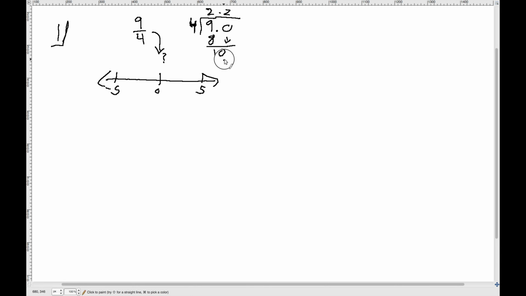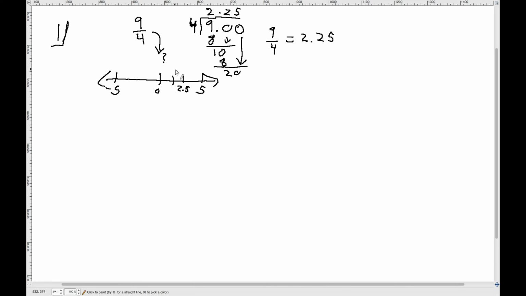Well, we can do another 2. That'll give you another 8. And you're left over with 2 again. This looks like it's going to keep going. So now we bring down the 0. 4 times what equals 20? Well, that'll give you 5. So our 9 over 4, or 9/4, would equal 2.25. Now we can draw on the number line where it will lie. It will be between the 0 and the 5, and between the 2.5.